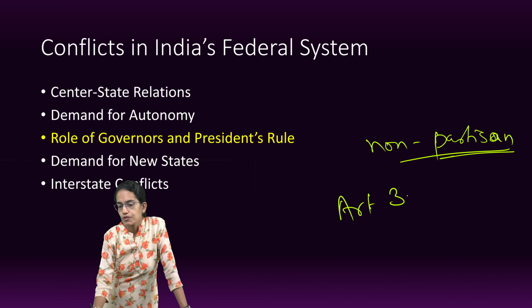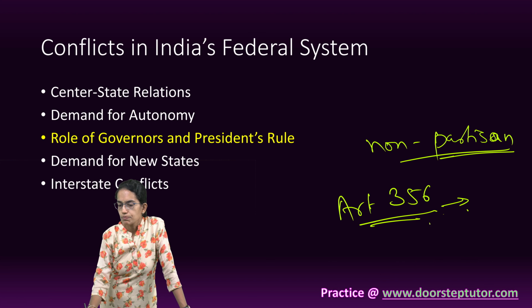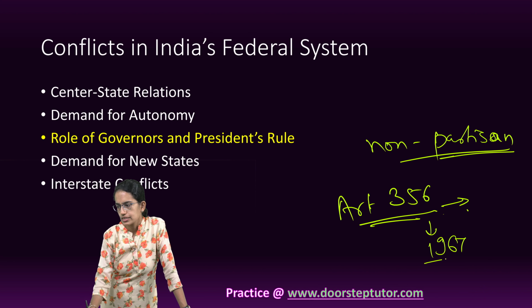Article 356 talks about the president's rule that could be brought in the state, and this was sparsely used until 1967.